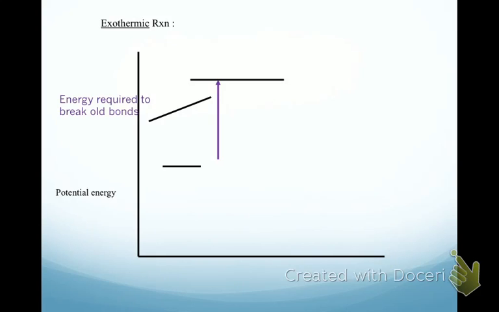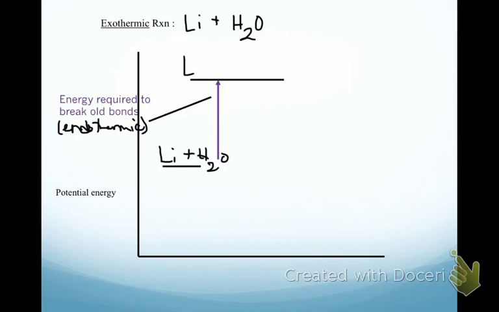In an exothermic reaction, let's do an example of lithium combining with water. If those are my reactants, the bonds in those reactants are all going to need to be broken. As we learned in our last unit, anytime you break bonds, energy is required, so that's always endothermic. A reaction is always going to start off endothermic in order to break the old bonds between the elements in a compound.